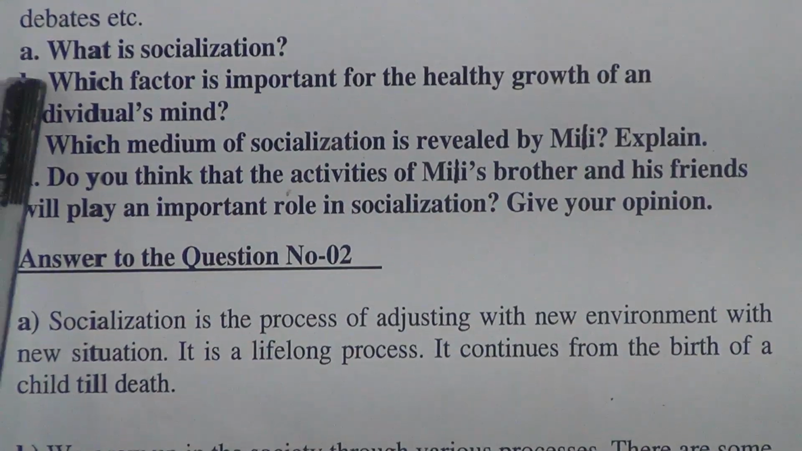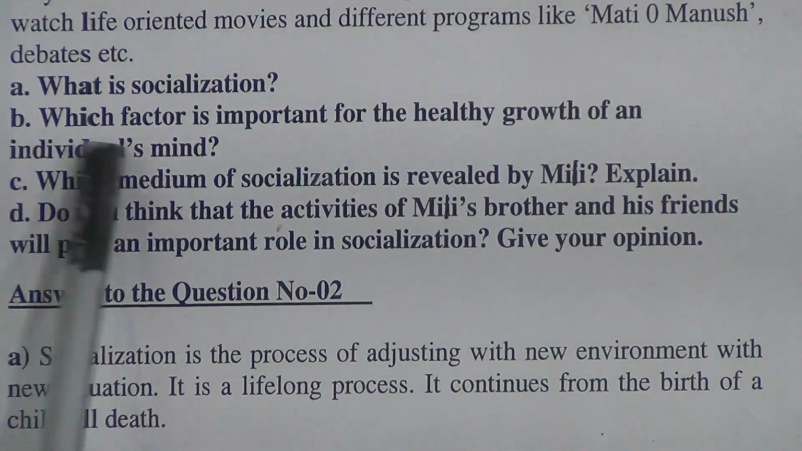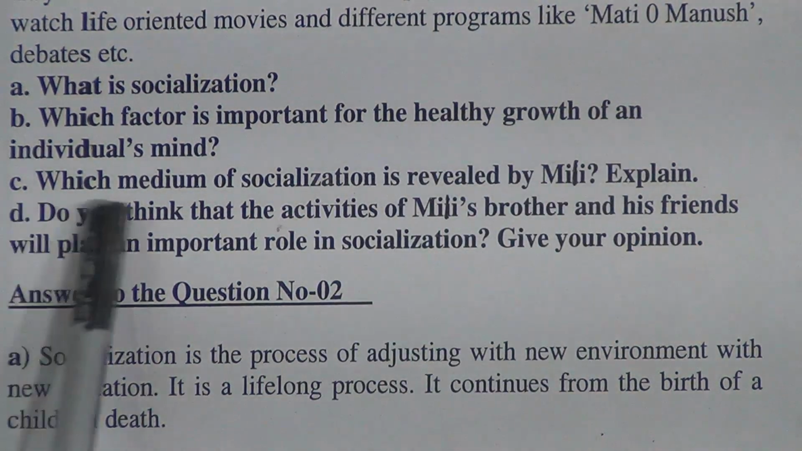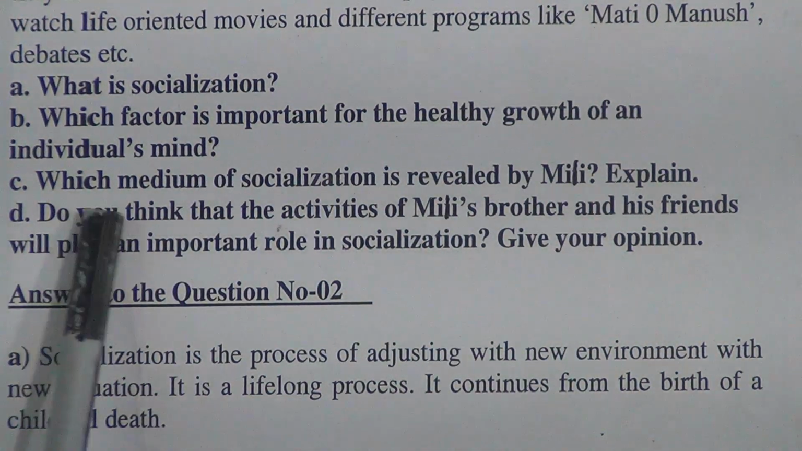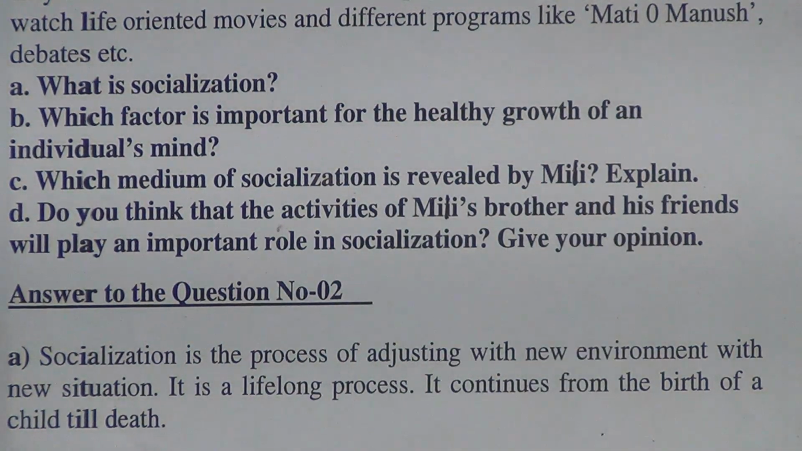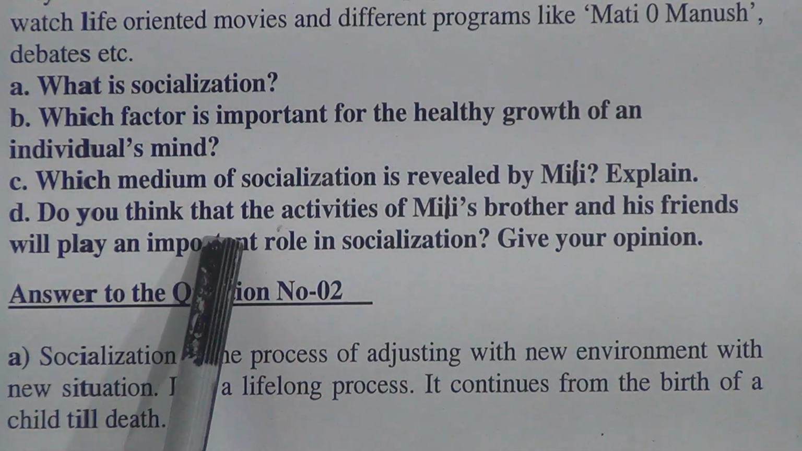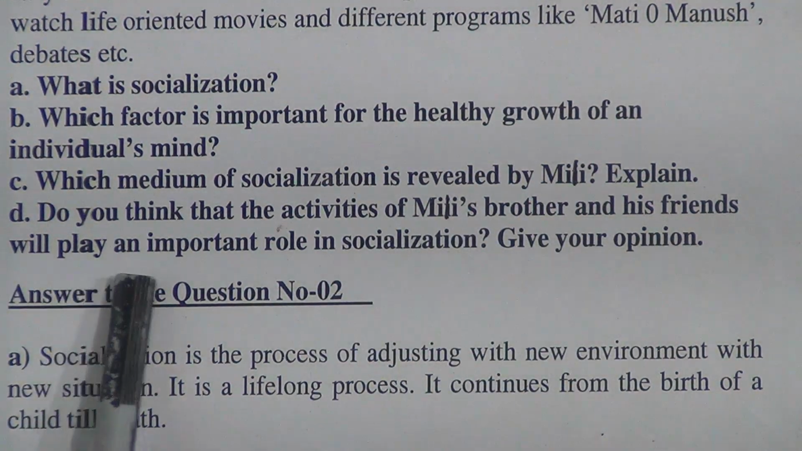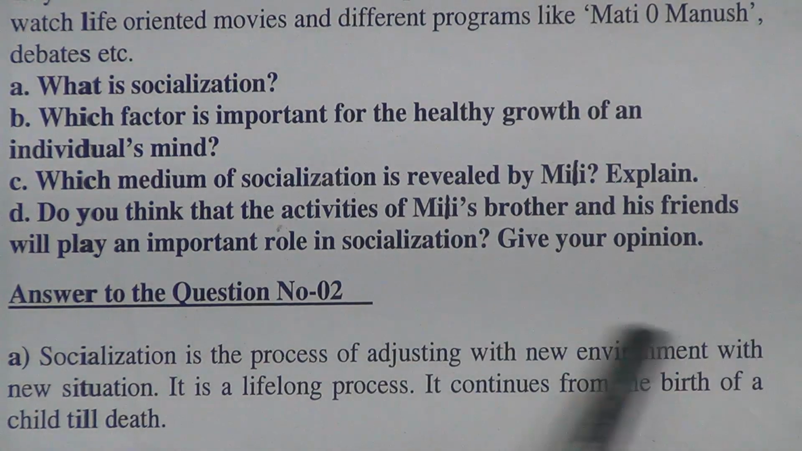Number A question is, what is socialization? Number B, which factor is important for the healthy growth of an individual's mind? Number C, which medium of socialization is revealed by Millie? Explain. Number D, do you think that the activities of Millie's brother and his friends will play an important role in socialization? Give your answer.